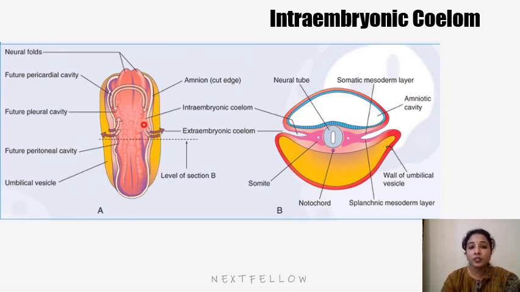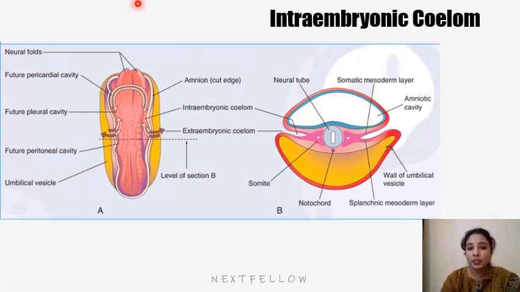And the canals through which the pericardial cavity communicates with the peritoneal cavity are termed the pericardio-peritoneal canals. So the canals through which the pericardial cavity communicates with the peritoneal cavity are called the pericardio-peritoneal canals. So these are the 3 things to be known.